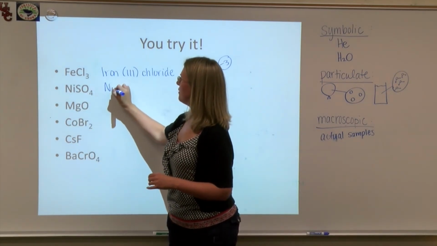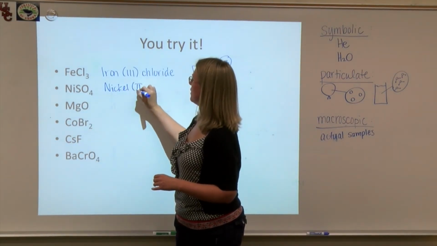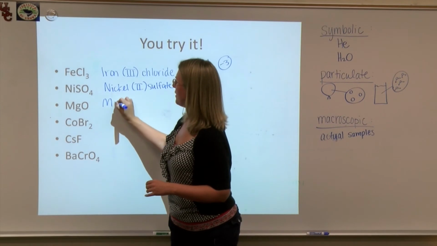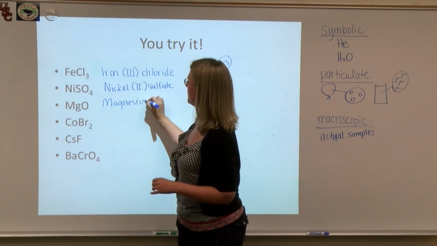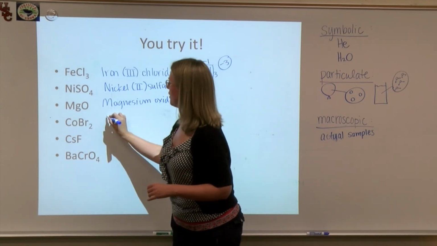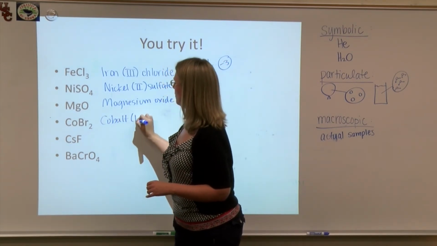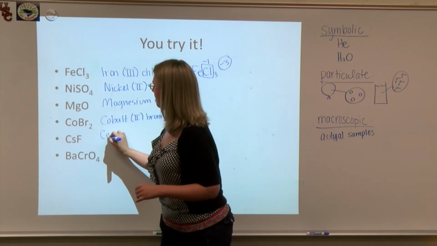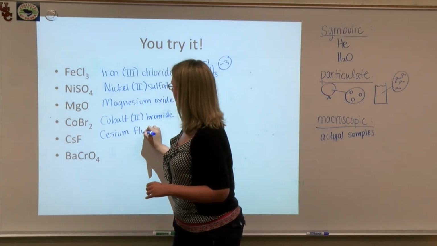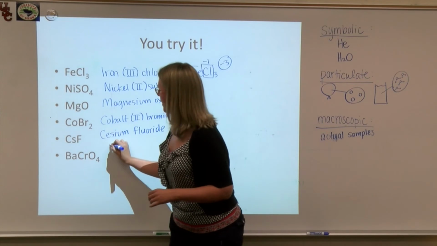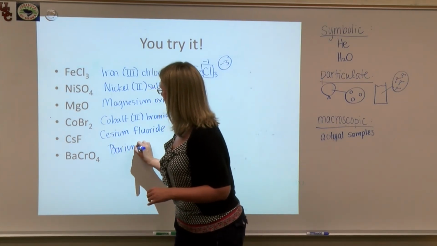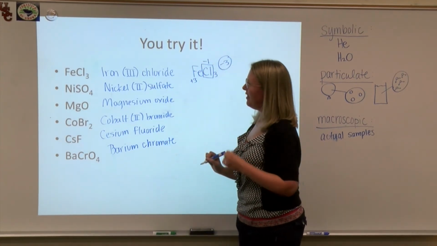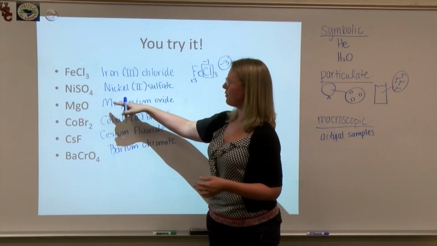This one would be nickel 2 sulfate, magnesium oxide, no transition, so real easy, cobalt 2 bromide, cesium fluoride, no transition, and barium chromate, no transition there. So just to go through the transitions real quick, because that's usually what people have trouble with.